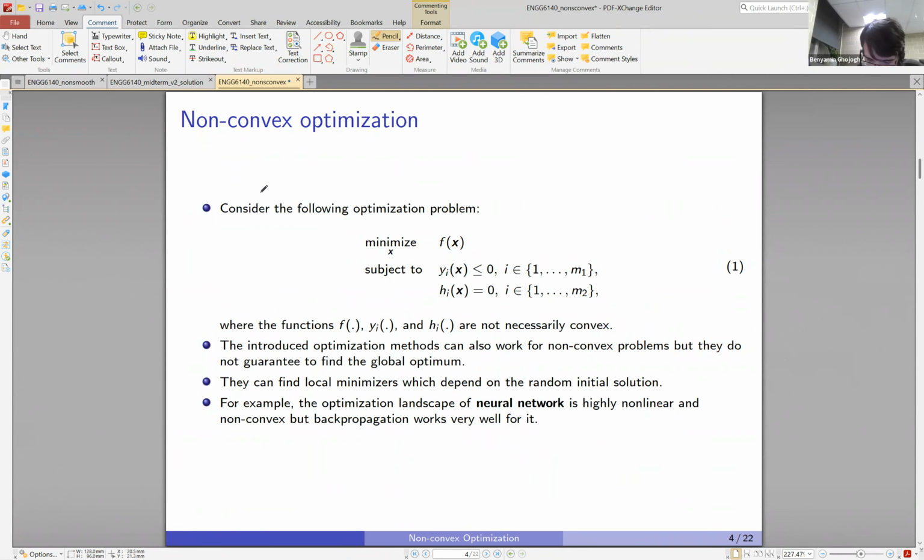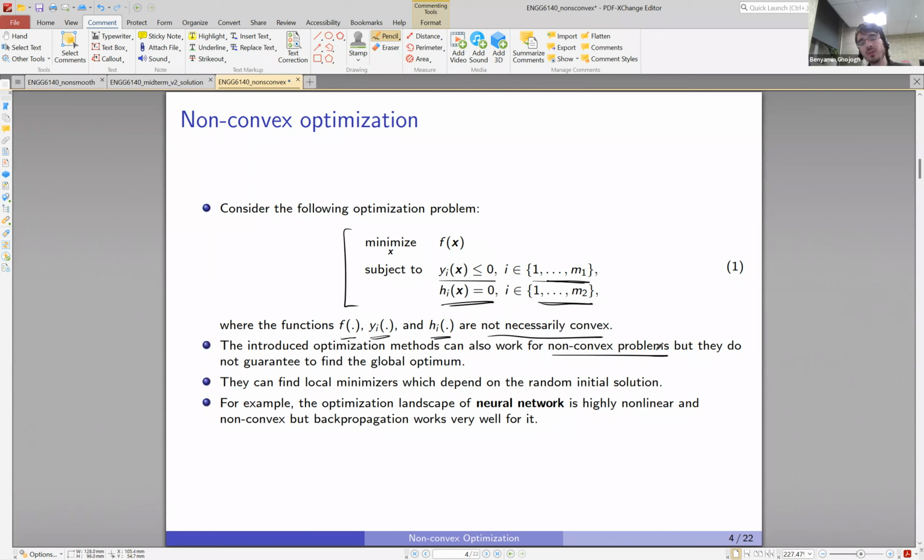Okay, so here consider this optimization problem like this. Minimize the function f subject to yi. So we have m1 inequality constraints, also m2 equality constraints, where functions f, y, and h are not necessarily convex. Okay. Then the introduced optimization methods can also work for non-convex problems.